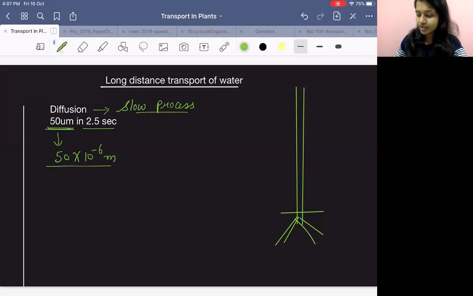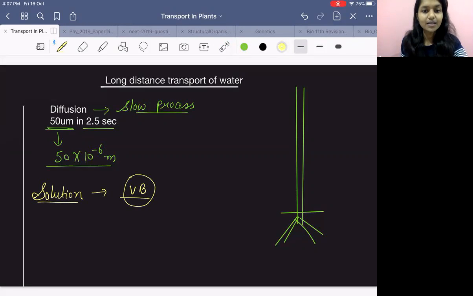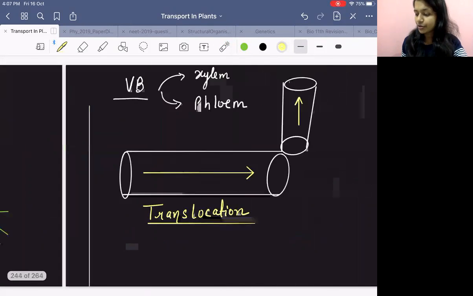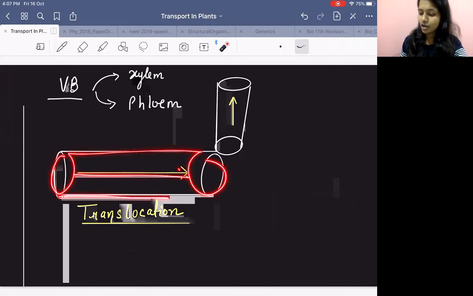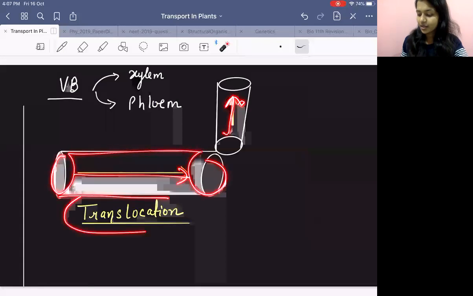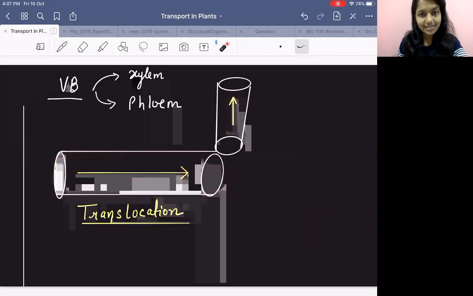What is the solution for this, my dear? Development of vascular bundle. We know that if the transportation is done for a longer distance using the vascular bundle, it is called translocation. Is that right? Yes, it is right.